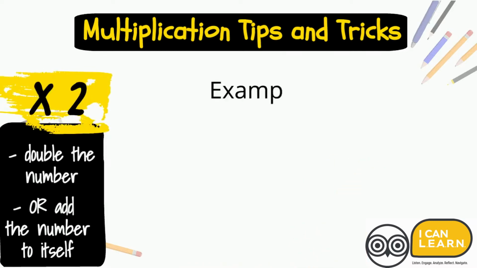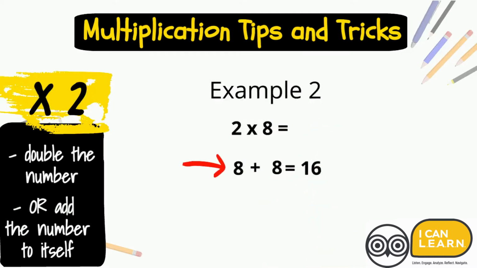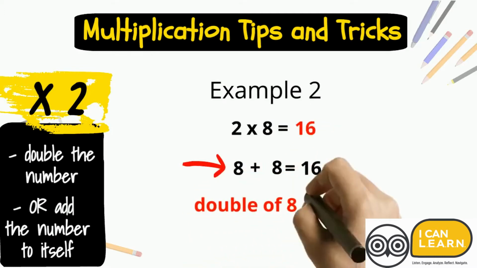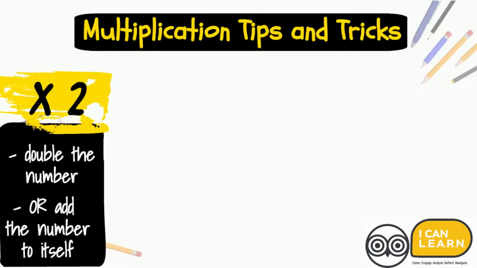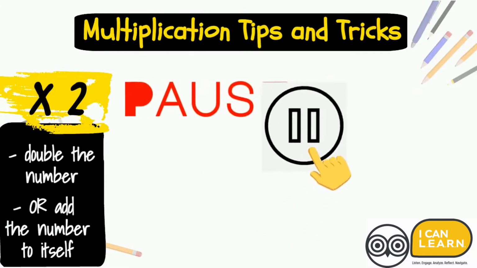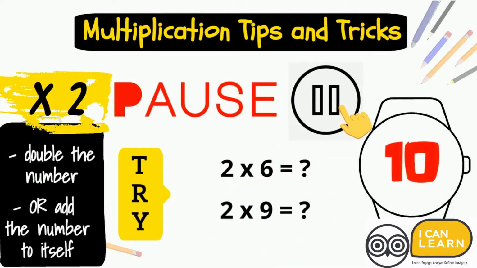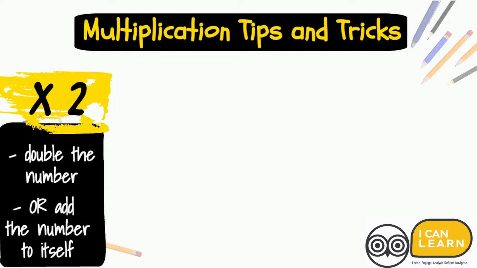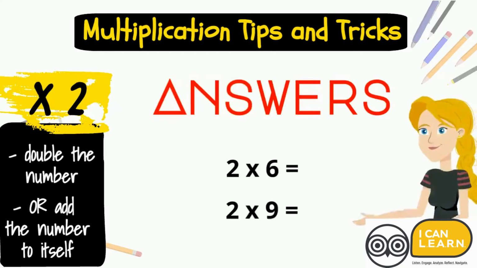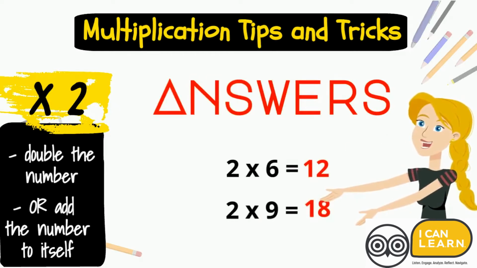Now let's try 2 times 8. This is equal to 8 plus 8 equals 16. The double of 8 is 16. Now, pause the video and try to do 2 times 6 and 2 times 9. The answers are 12 and 18.